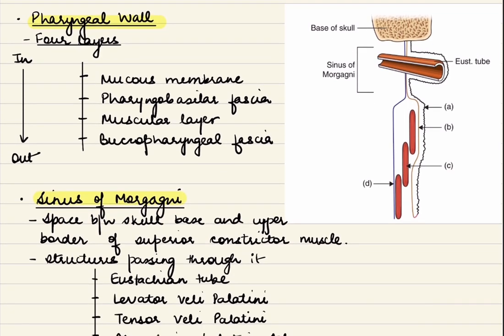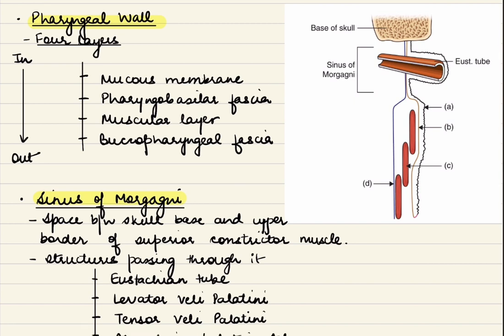A little bit about the pharyngeal wall. So the pharyngeal wall consists of four layers. From in to out, they are the mucous membrane layer, then the pharyngobasilar fascia, the muscular layer, and the outermost being the buccopharyngeal fascia. Now, the epithelial lining of the nasal cavity is the same as that of the nasopharynx. So, the nasopharynx is lined by pseudostratified ciliated columnar epithelium.